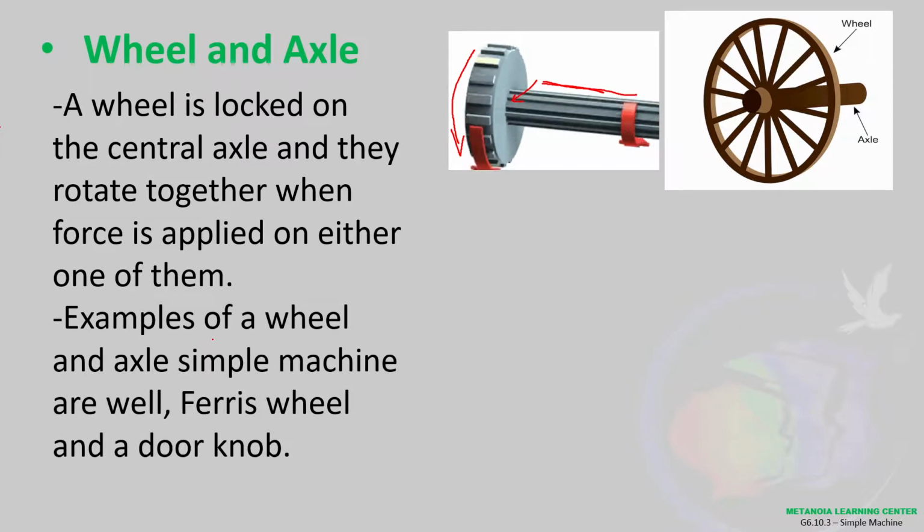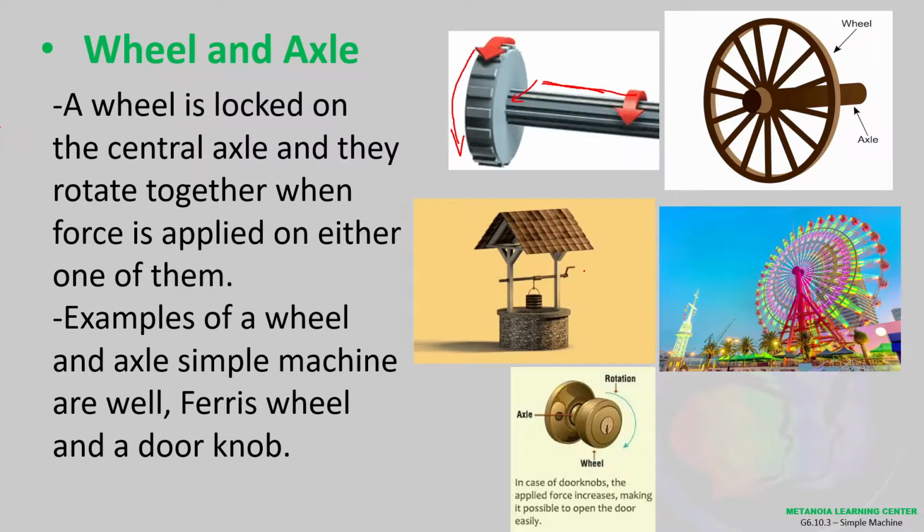Okay, so examples of a wheel and axle simple machine are a well. Alam niyo yung well, ito. So if you notice, ito yung wheel. Kumbaga, ito yung parang nagiging wheel ngayon. And this is the axle. Okay, this is the axle. So as you turn this, sumasama rin yung axle that lifts the bucket all the way up with the use of a rope. Okay.